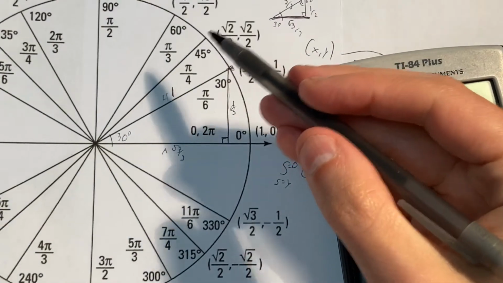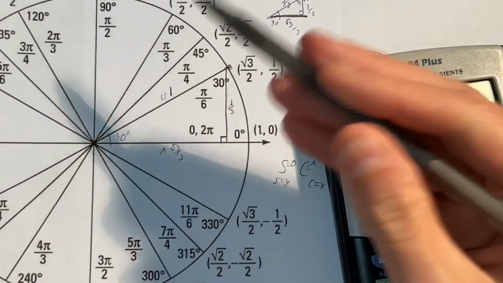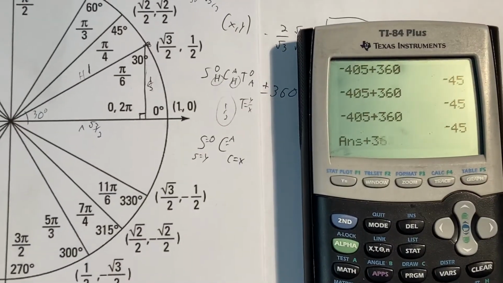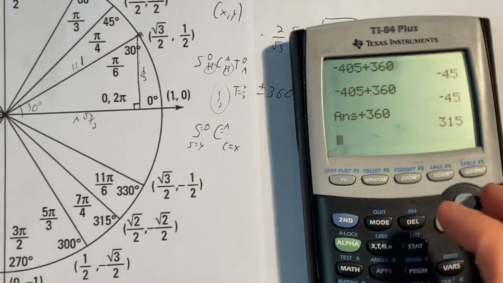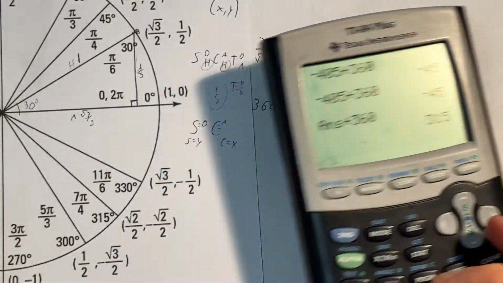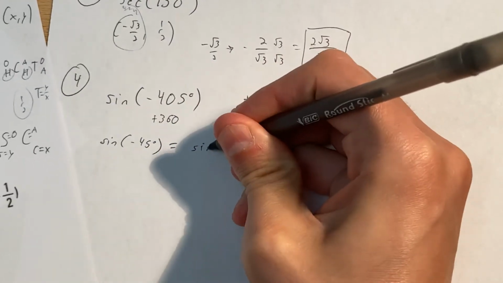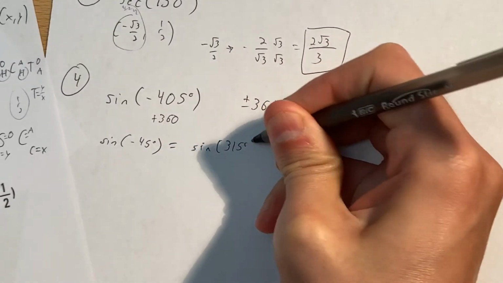If this is 45, then that's 45. This would be negative 45, but just in case, you can always just add 360 again. A little bit of paranoia never hurt anybody. Well, maybe it did. But okay, 315 degrees. So now we can change it to 315 degrees.